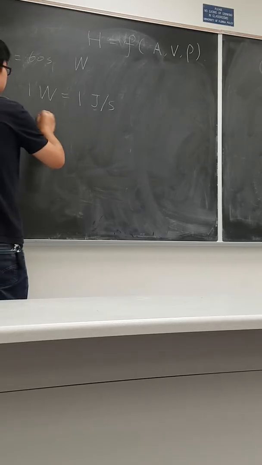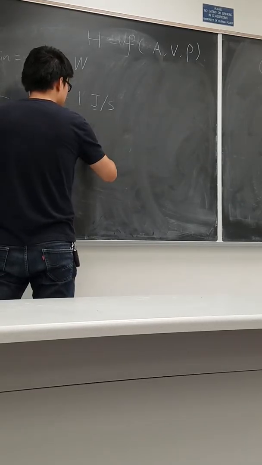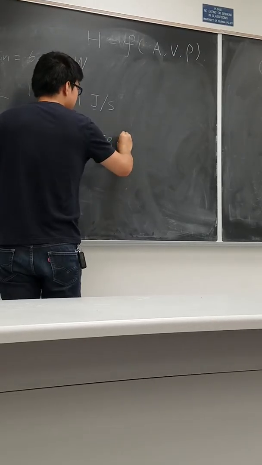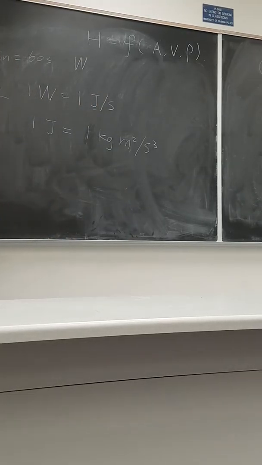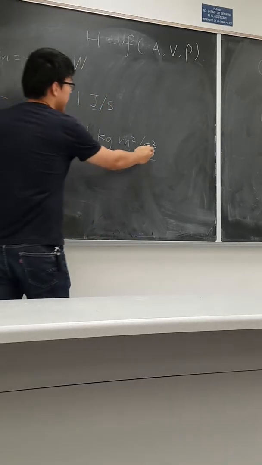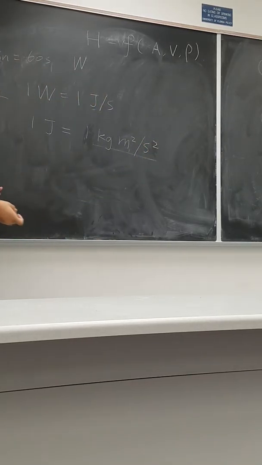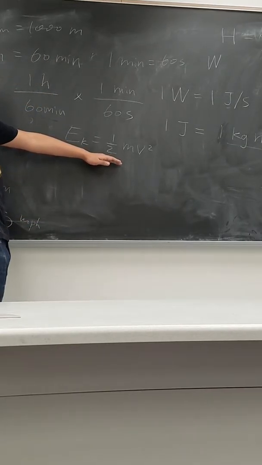And joule, if written in SI unit, written in kilogram, meters, and second, it would be kilogram meter squared per second squared. This is also something you don't know, but later you will learn this because energy, there are all kinds of energy. For example, kinetic energy is 1/2 mv squared. You can figure out the unit by using this formula.